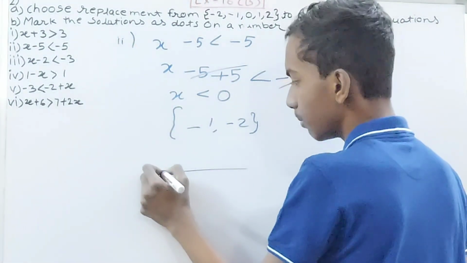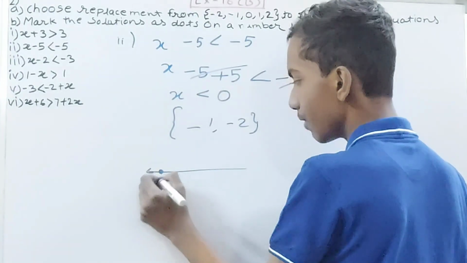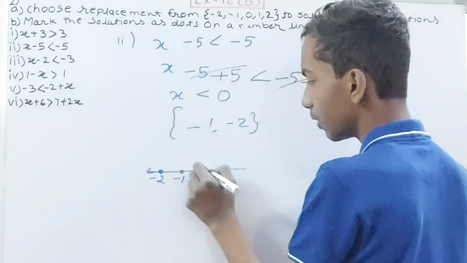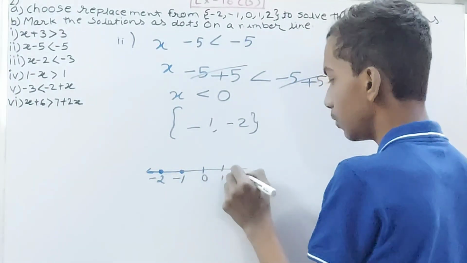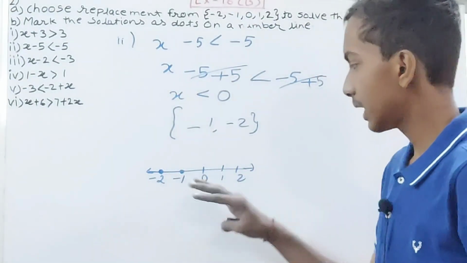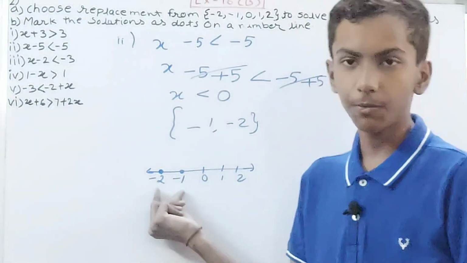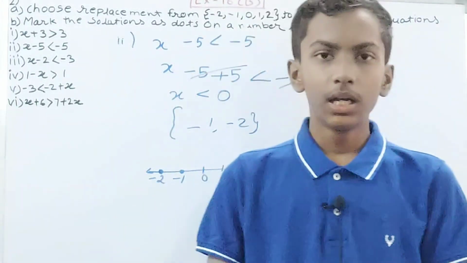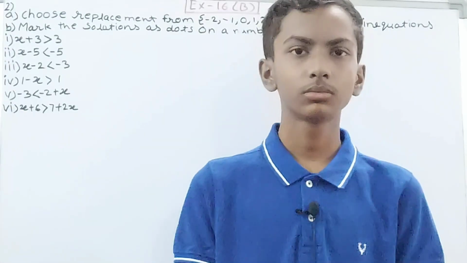So we have got -2. Over -2 I will make one dot. Then we have -1, over -1 we will make one dot. Then 0, then 1 and then 2 as it is. You can extend it further if you feel like, but this is the smallest one. -2, -1 we've put a dot over because we have to mark them here. Now let's move on to the next part.